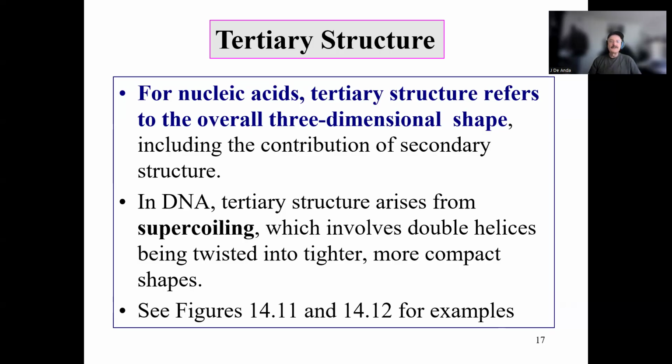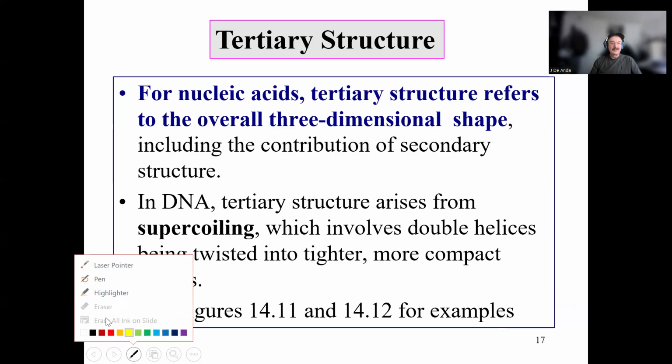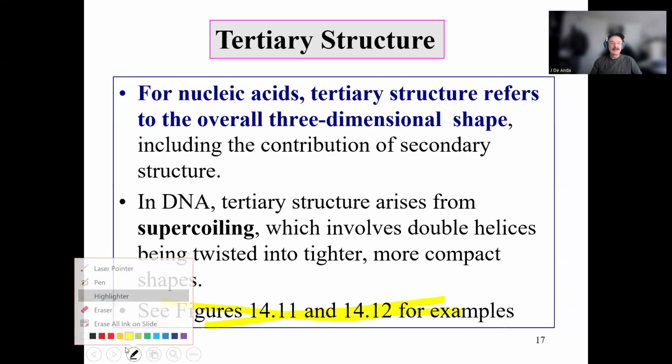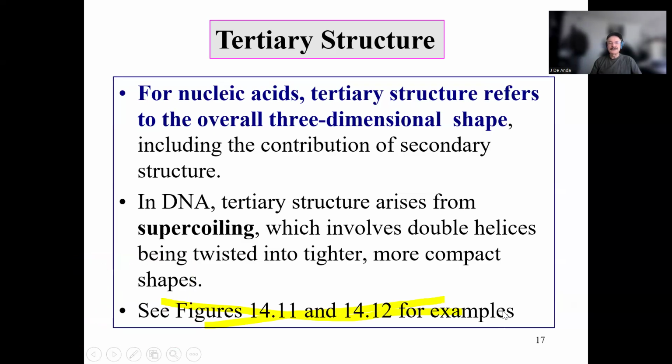Now, there's a couple of interactions that happen here. One of them is a tertiary structure that arises from supercoiling. So, again, I am sorry that I cannot provide you with better illustration of this, and please disregard this comment here about figures 1411. Please disregard that. That's from a previous book that we used to have. We don't have it right now, so disregard that.